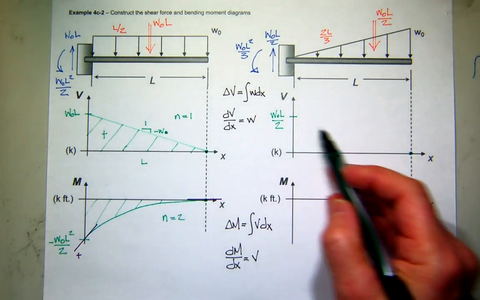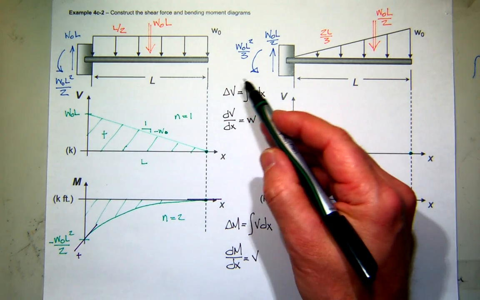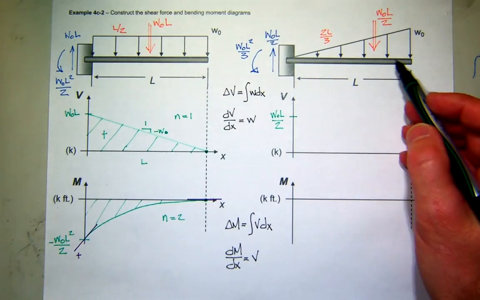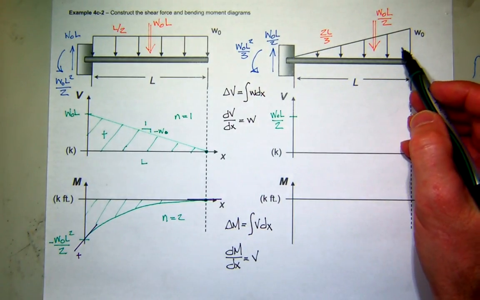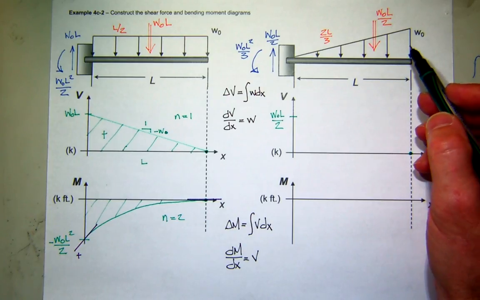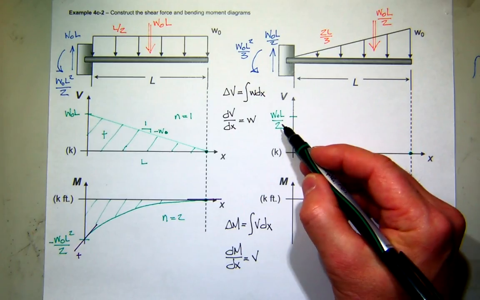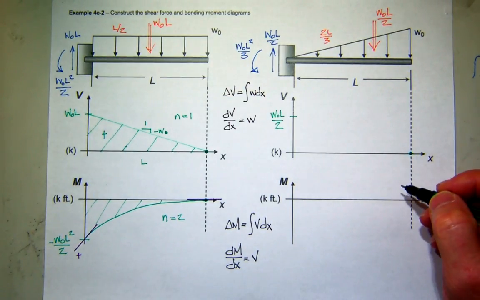So the change in shear between these 2 points is what? The area of the load curve. What's the area under this load curve? What's a triangle? 1/2 base times height. But the height in load terms is negative. So you'll get negative W naught L squared over 2. So again, positive W naught L squared over 2 plus the change gives you 0. So that looks good.